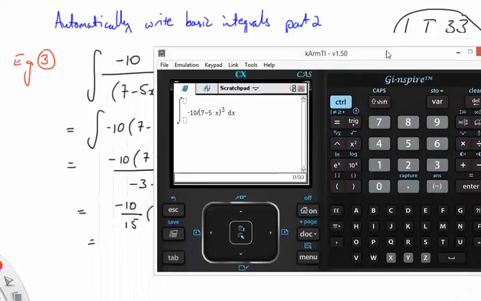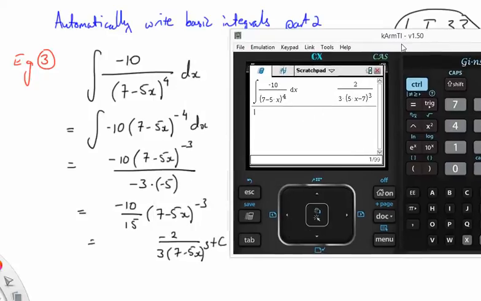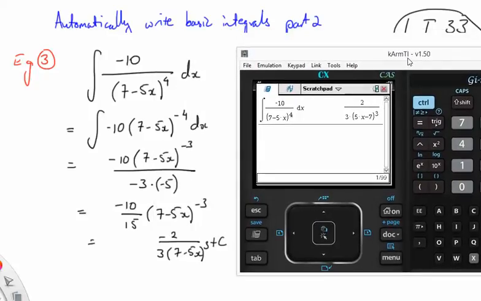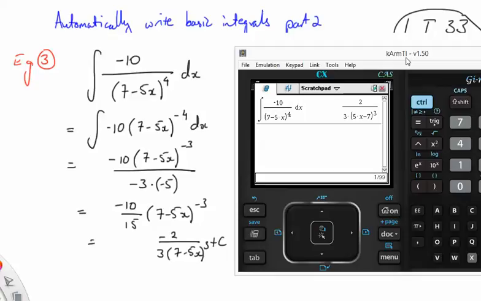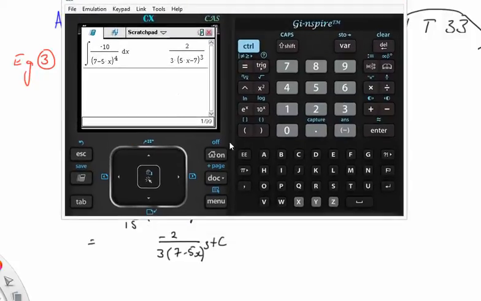Let's see. Oh, whoops, it's to the power of 4. Let's fix that. Back to the power of 4. Okay, we're struggling here. To the power of 4. There we are, we've got the right answer there. -2 over 3. Oh, what have we done there? Oh, okay, they've done, oh, look, they're the same answer.